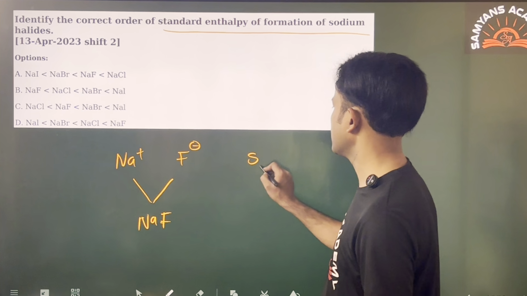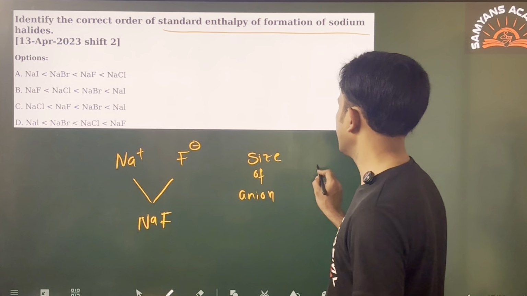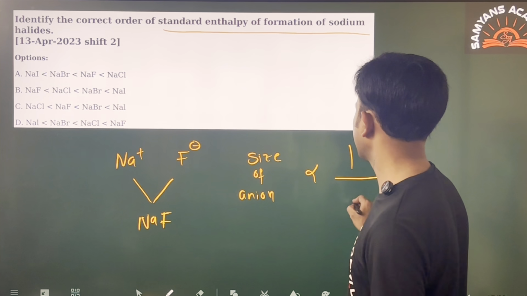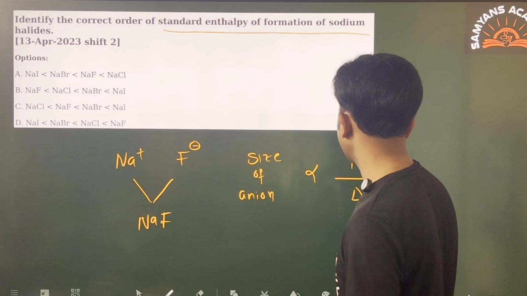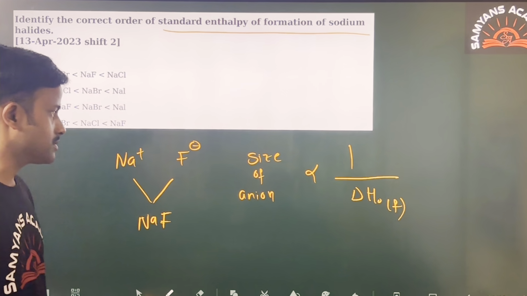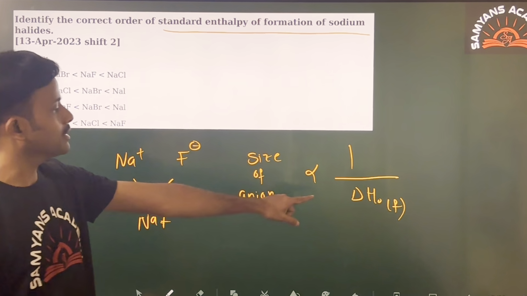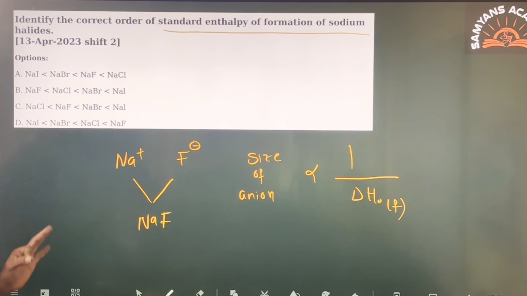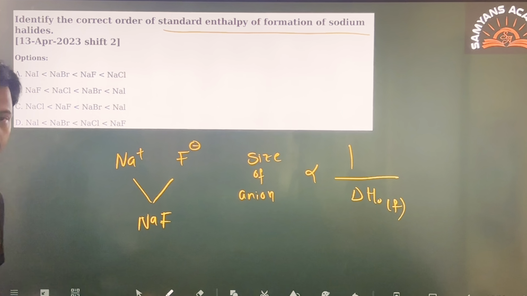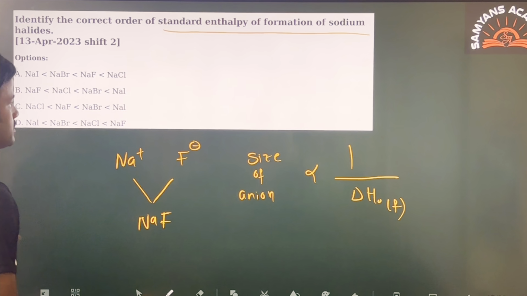Means the size of an anion is inversely proportional to standard enthalpy of formation. Depending on this, you have to select the right answer. If the size of the anion decreases, the standard enthalpy of formation increases. Based on that, you have to select the answer. Means sodium fluoride has more standard enthalpy of formation than sodium chloride.